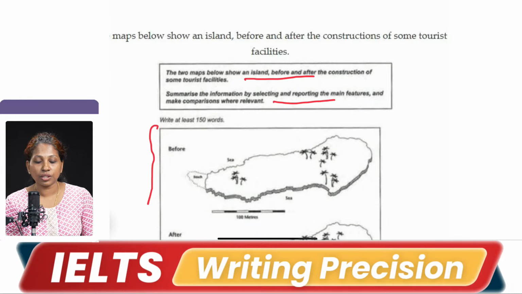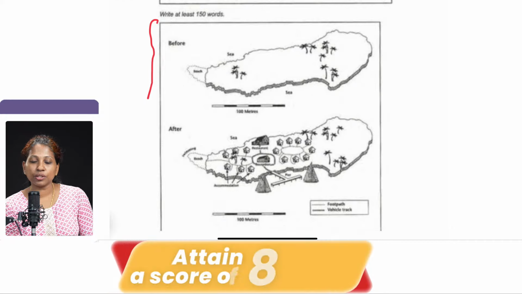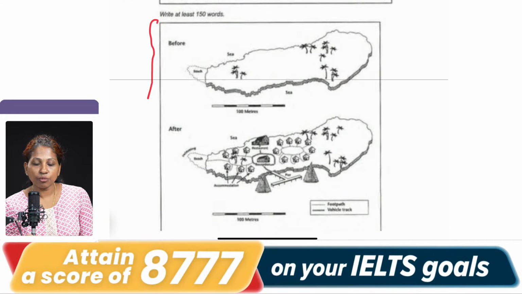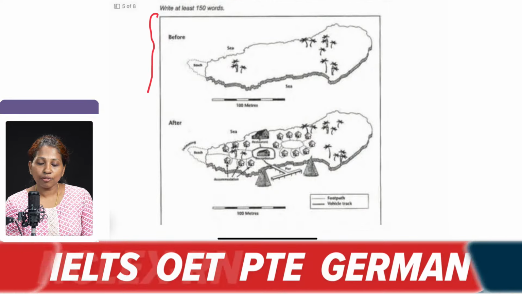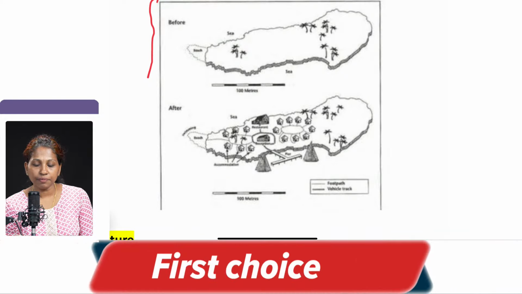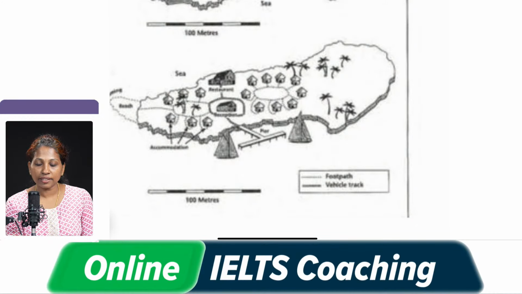Write at least 150 words. And then you can see before how it was. It was quite vacant, that place. You can see the sea is there and some palm trees are there. It's covered by sea from all the sides, and there's a small beach over here, right? And then after a few years, when you see the map, there is a footpath mentioned and a vehicle track is mentioned here.